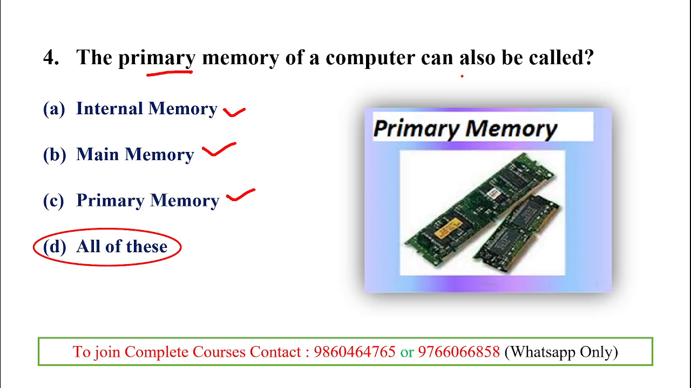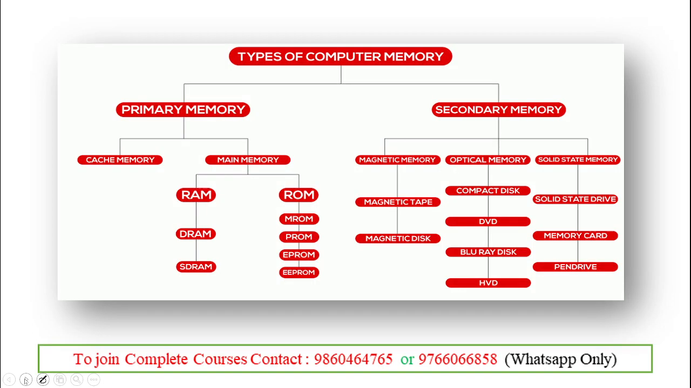Then this is the picture of primary memory. You can see the types of memory: cache memory comes under the primary memory, and in main memory there are two important divisions that we discussed in the earlier question. In secondary memory you can see three important divisions. One is magnetic memory, where magnetic tape and magnetic disk all come under this category.